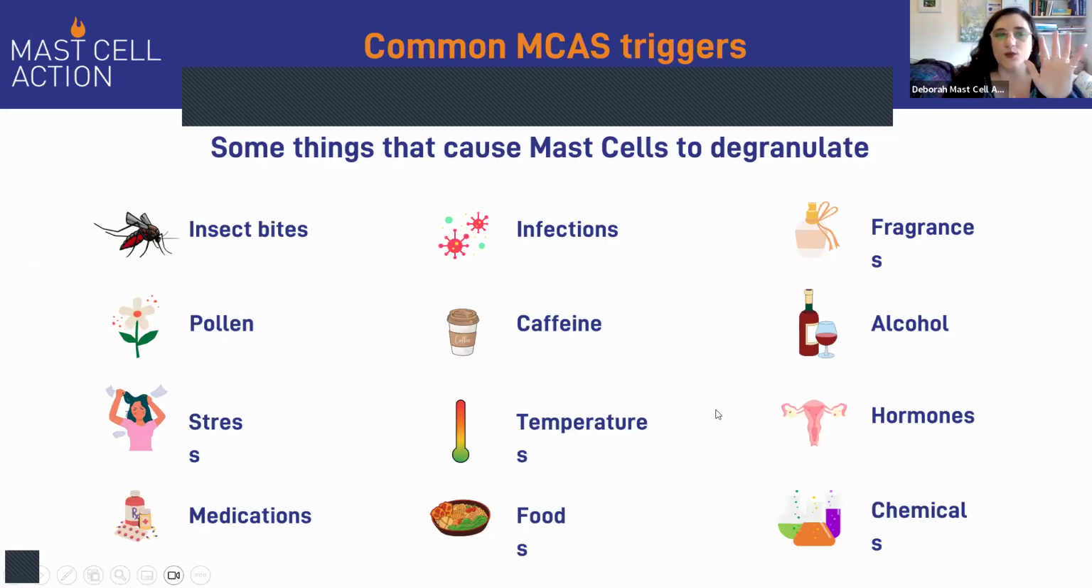So I've mentioned some of the triggers, and the ones that are normal, like insect bites and infections, but with MCAS, we can also react to fragrance, pollen, caffeine, and alcohol are big triggers of mast cells, stress, temperature changes. Some people react to too much heat, some people react to cold, some people it's just the change. They're all right as long as it stays the same, but if there's a sudden change in temperature, their mast cells kick off. Hormones affect our mast cells, particularly ladies. Estrogen is very highly related to histamine. So if our estrogen levels are high, our histamine levels will be high too. So at different points in the menstrual cycle, our bucket may fill up quicker than others. Medications can trigger us, foods can trigger us, and chemicals can trigger us.